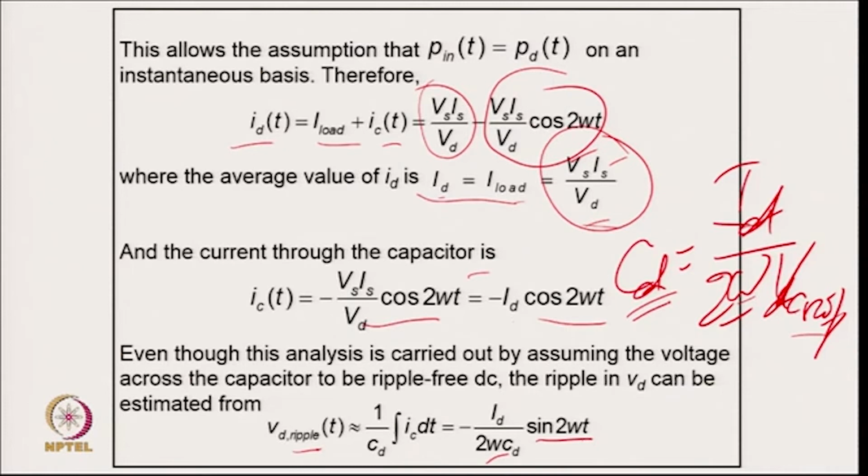The capacitor value does not depend on switching frequency. It depends on how much ripple you can allow and how much the load current is. If you allow more ripple, the capacitor value will be lower, and if the load current is more, the capacitor will be larger, because it is directly proportional.